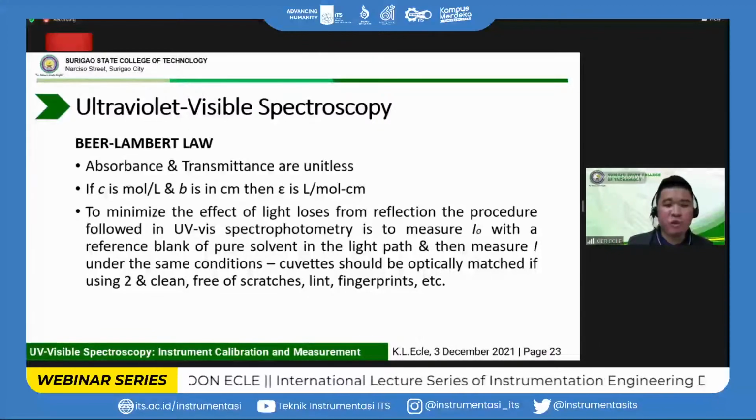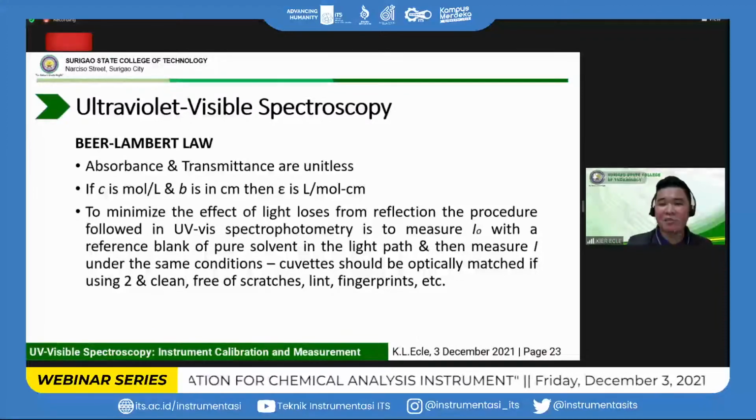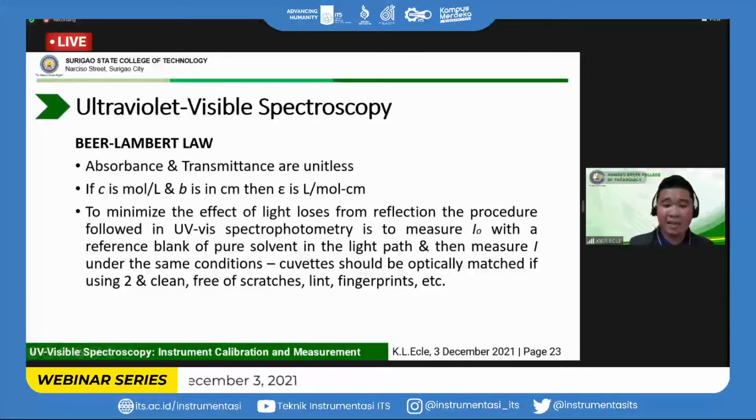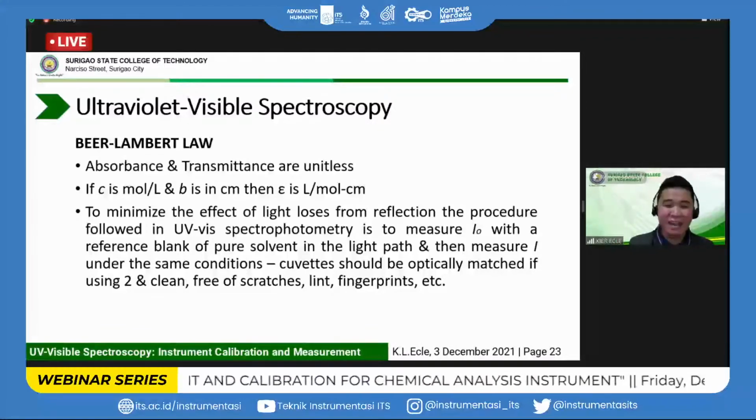In order to minimize the effect of light losses from reflection, the procedure followed in UV-Vis spectrophotometry is to measure the incident radiant power with a reference blank or pure solvent in the light path, and then measure your transmitted radiant power under the same conditions. So cuvettes should be optically matched if using these two. Okay, and they must be clean, free from scratches, lint, fingerprints, and so on.